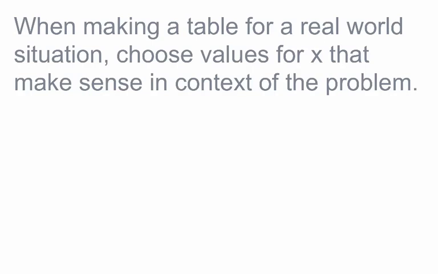When making a table for a real-world situation, choose values for x that make sense in the context of the problem. For example, let's say you're given a problem related to shoveling driveways. You're not going to choose x values that are negative, because you're not going to be able to shovel negative driveways. Going to somebody's yard and shoveling snow from the yard back into the driveway does not count as shoveling negative driveways.